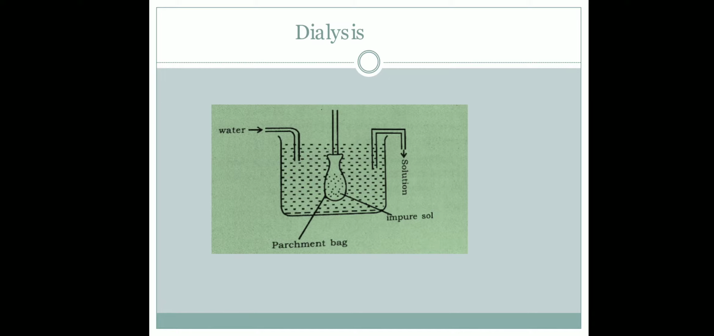The first method of purification of colloidal solution is dialysis. This method is used to separate the impurities from the colloidal solution, and it is based on the fact that colloidal particles are retained by a semi-permeable membrane like parchment paper or cellophane membrane, while the ions of the electrolyte can pass through it. Here, the impure colloidal solution is taken in a parchment bag and placed in a vessel containing running water. The impurities slowly diffuse out of the bag, leaving behind pure colloidal dispersion.